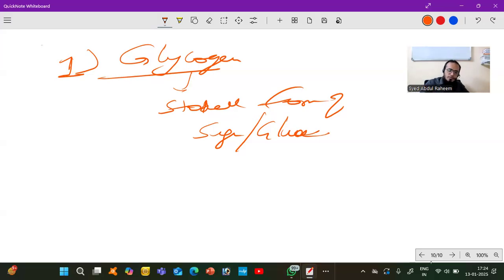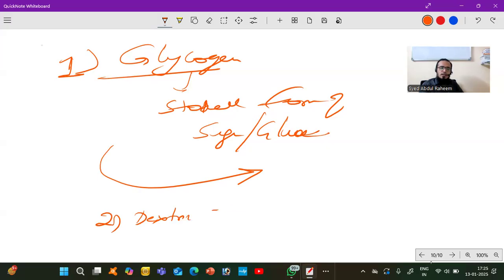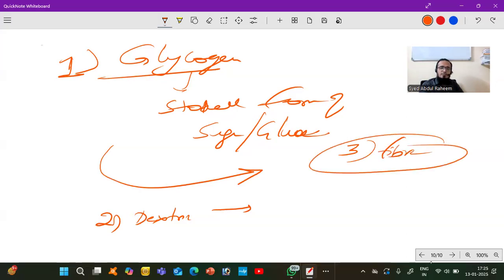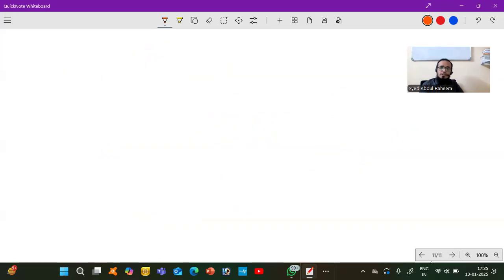It is very important. Whenever required, it will again convert glycogen into glucose. So here, a large amount of glucose molecules are stored. Okay, so it is the first example. Second example, we have dextrin. It is partially dissolvable. And third, very important, fiber. We all know that fiber is very, very important for our body. Okay, so we'll discuss fiber.